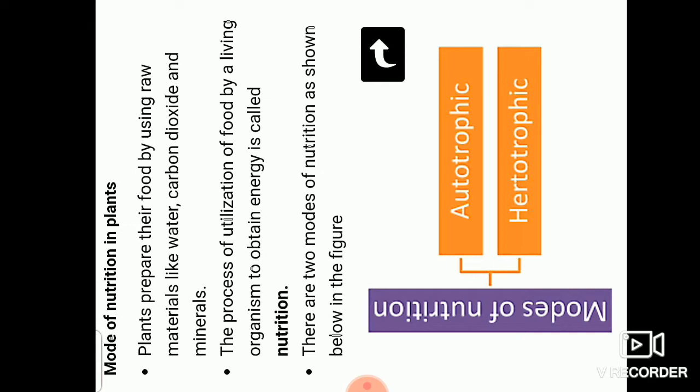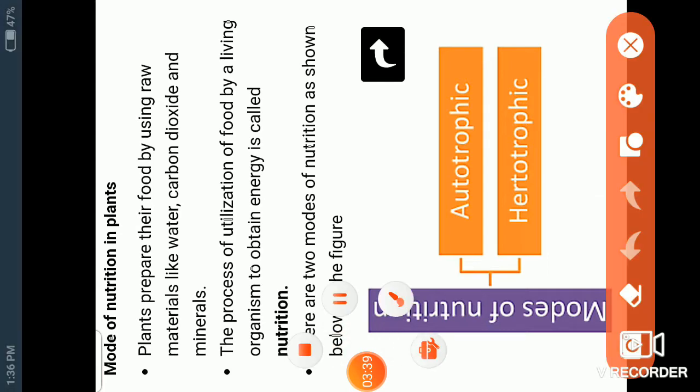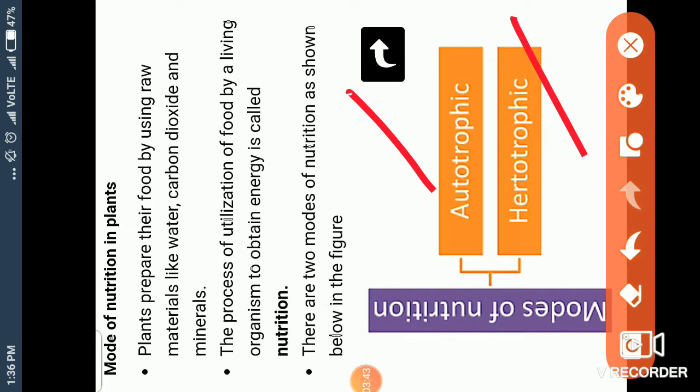There are two modes of nutrition as shown below. It means there are two kinds of nutrition methods. The first is autotrophic and the next is heterotrophic. Autotrophic means by self, means खुद से बनाना, and heterotrophic means depend on others, means दूसरों पे निर्भर रहना. Understand?